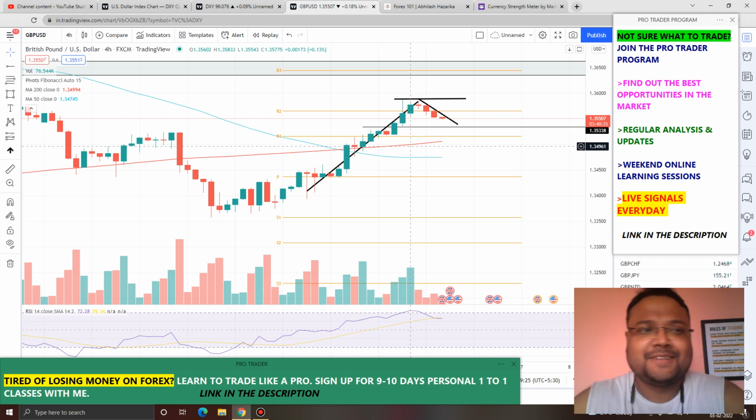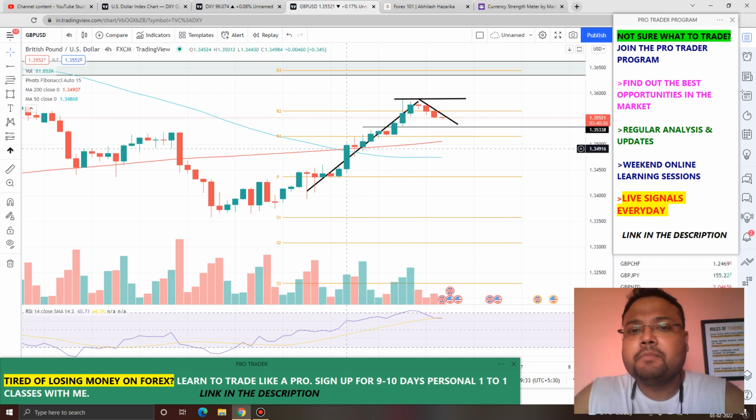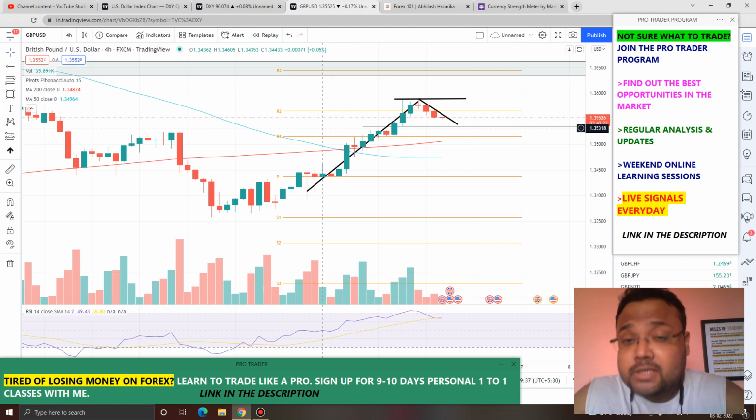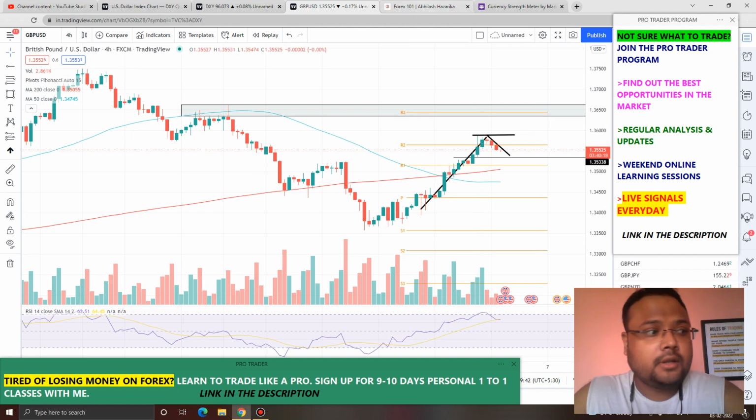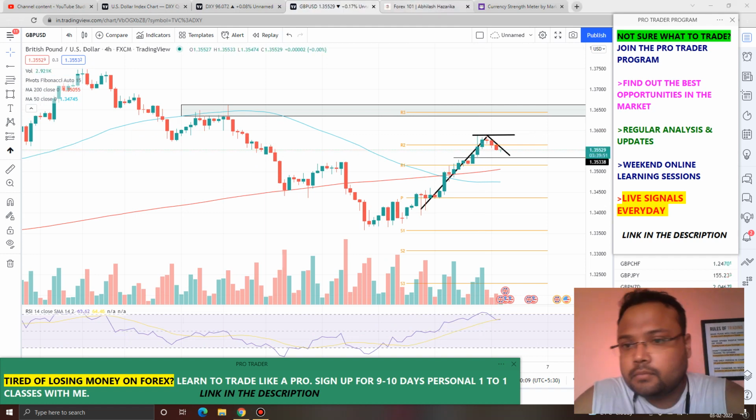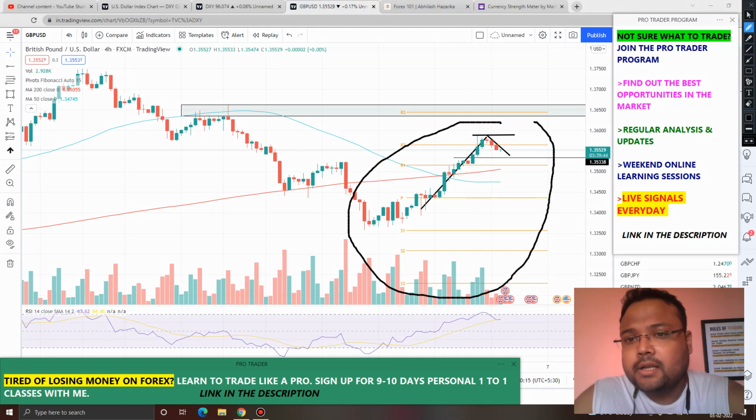So let's get started. This is the forecast chart of GBP USD in front of us right now. And as we all know, there was a bull run on GBP USD, and right now, as you can see, there is some sort of correction going on in the market. But if we consider the present trend of the market here, then there should not be any doubt that the market is still very much bullish.